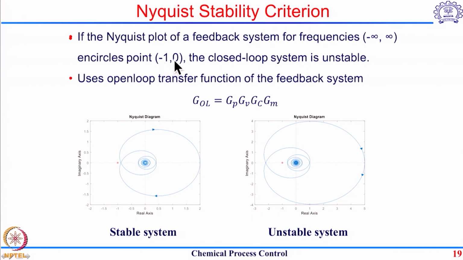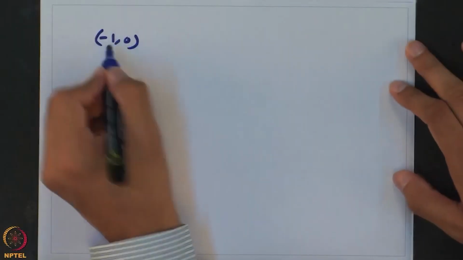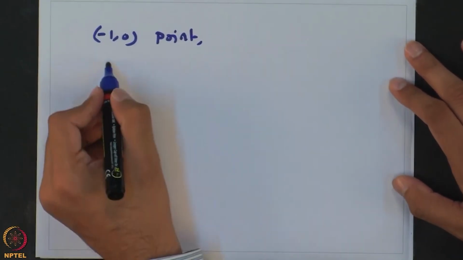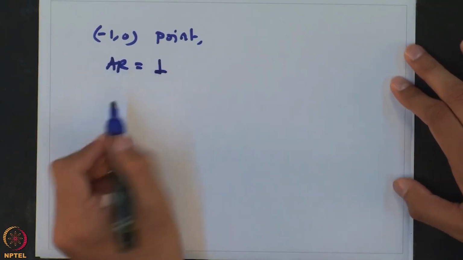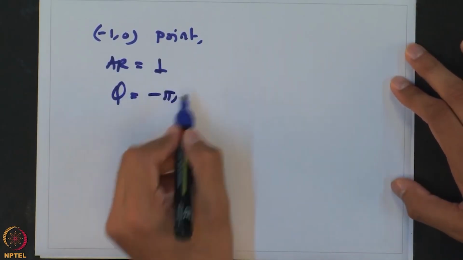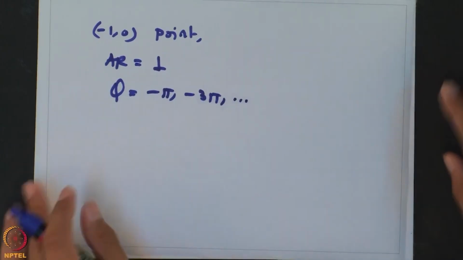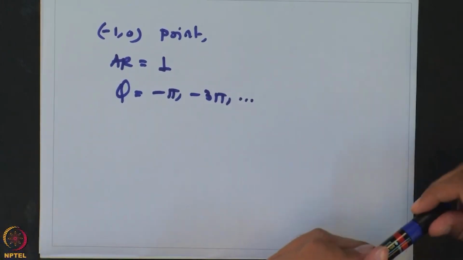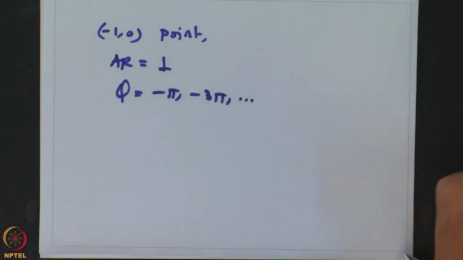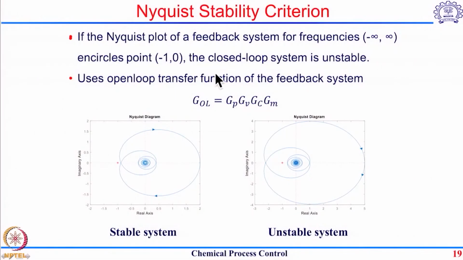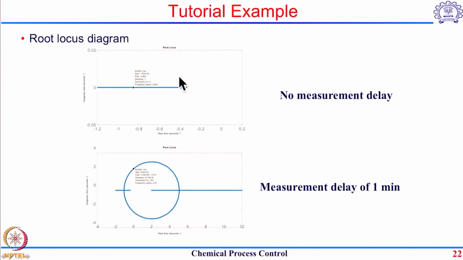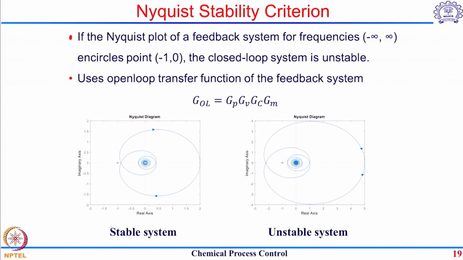So now what is so special about this point -1, 0? This particular point has an amplitude ratio of 1 and the phase is minus pi, minus 3 pi and so on. So this represents all these points at which you are going to have this inversion of the signal, and therefore if your Nyquist plot does not encircle this particular point, we will have a stable response.